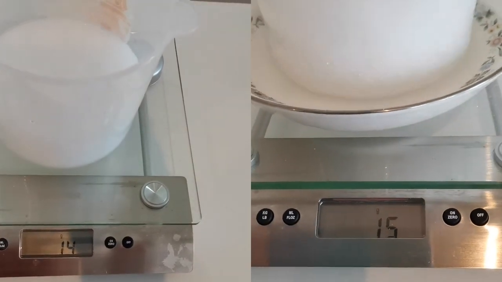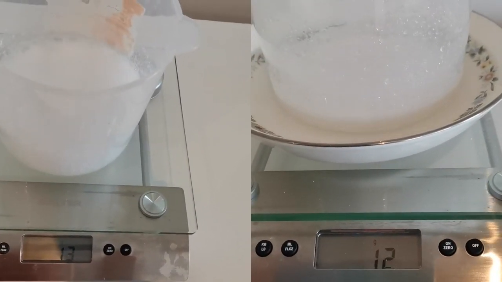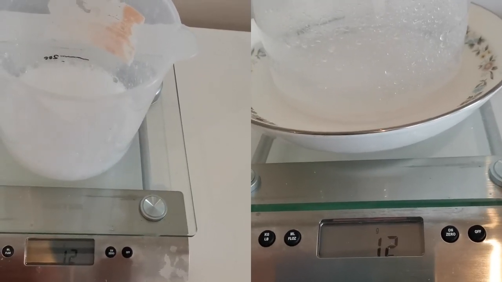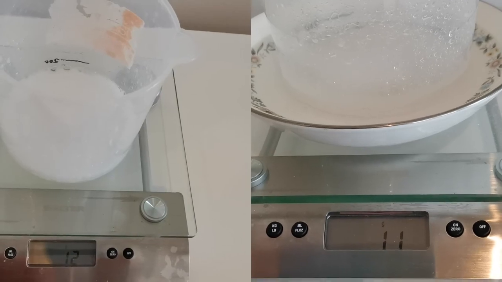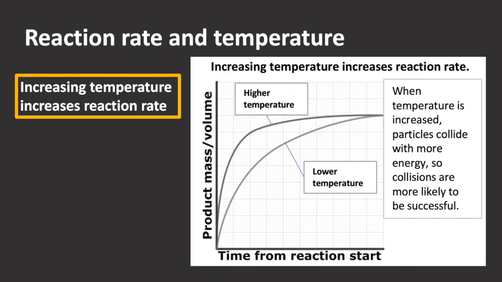My kitchen scales might not be the best equipment for carrying out this experiment, but you can see that even with imprecise equipment, I was still able to show that increasing temperature increases reaction rate. Overall, my results are exactly as predicted. Increasing reactant concentration increased reaction rate, and increasing temperature increased reaction rate.